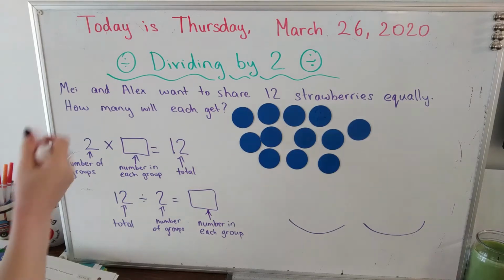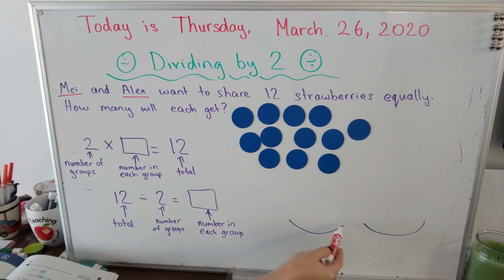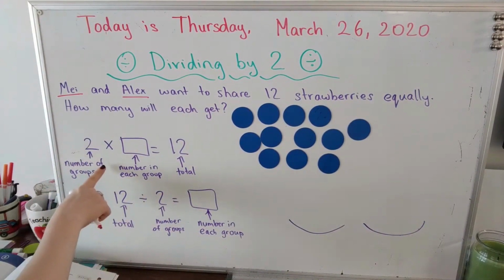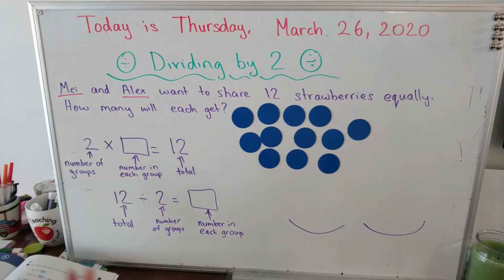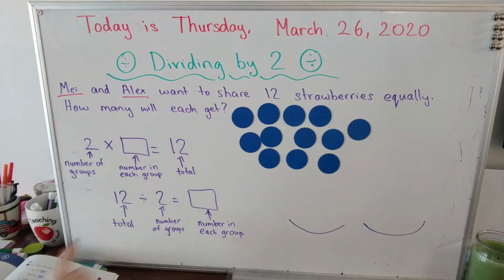So I know it said May and Alex, so there's 2 people that are sharing. Here's 1 and 2 bowls. Number 2 is going to represent the number of groups. And the question is asking how many will each get, so we're going to share all of these strawberries into groups. So if we were dividing, which is what we're going to practice doing today, we would start by writing 12, which is the total, and then we're going to write our division symbol, divided by 2. This is the number of groups, 2 groups. And then this answer is going to represent the number in each group.